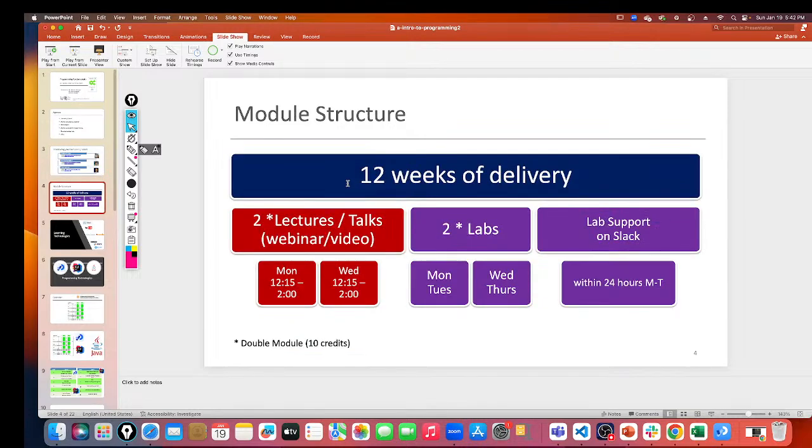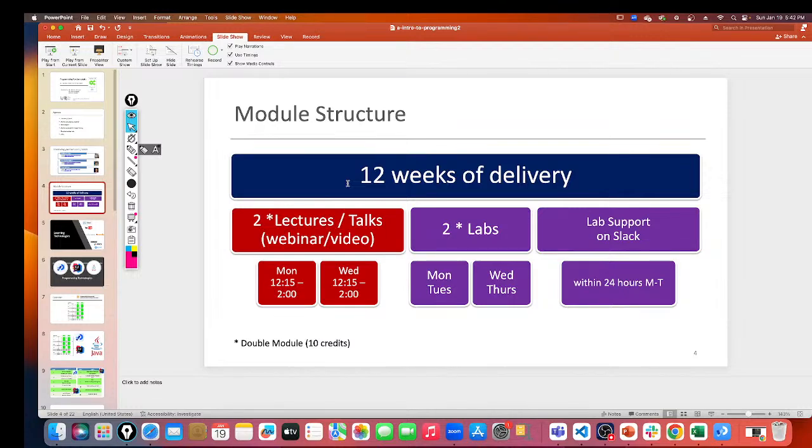Okay, so the structure is 12 weeks of delivery. Every week we'll have 2 lectures. So those lectures take place on Monday and Wednesday from 12:15 to 2 o'clock. And then we'll have 2 labs during the week.